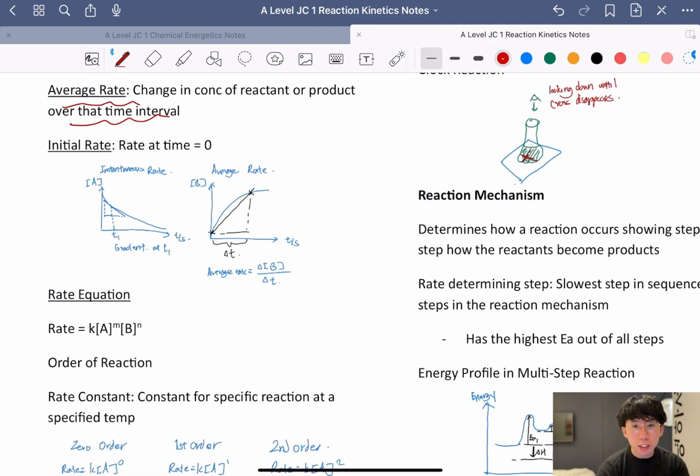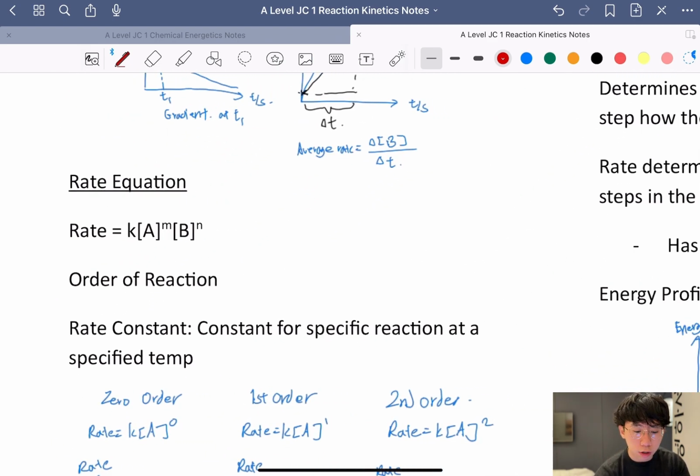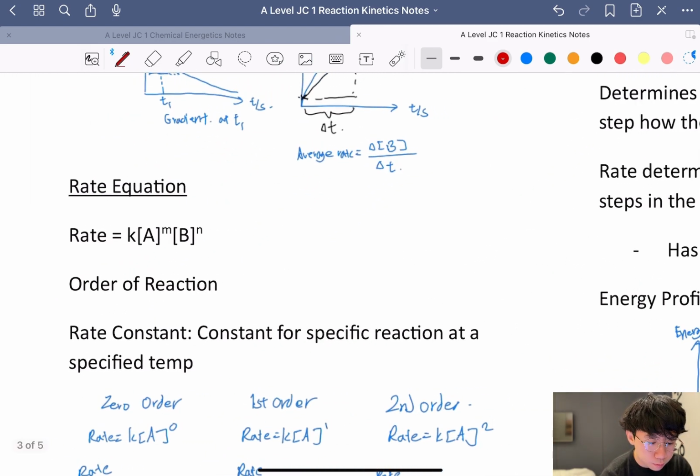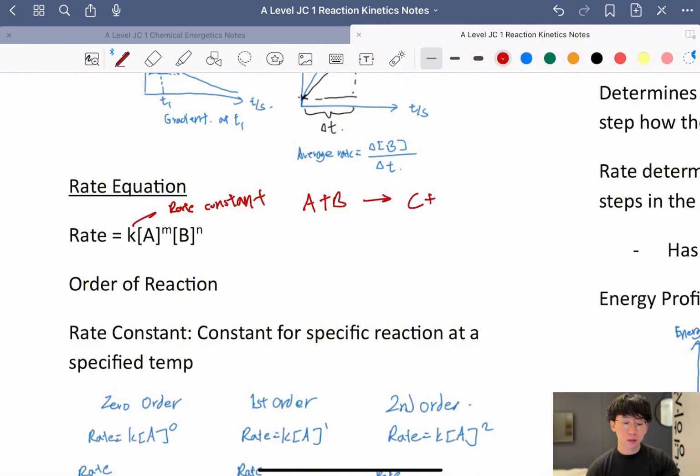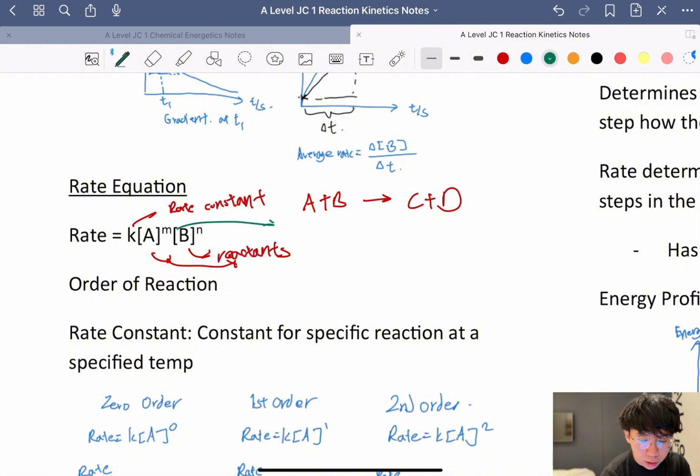The rate equation essentially comprises a rate constant, which is k, and your reactants, which here we will just say A and B, in a reaction where A plus B gives C plus D. So these two would be the reactants. And m and n are the orders of each reactant.